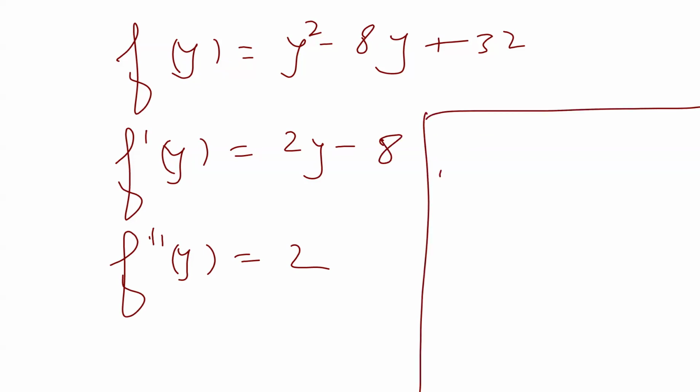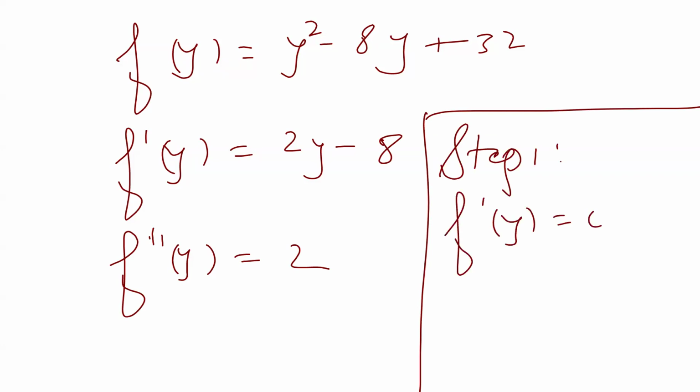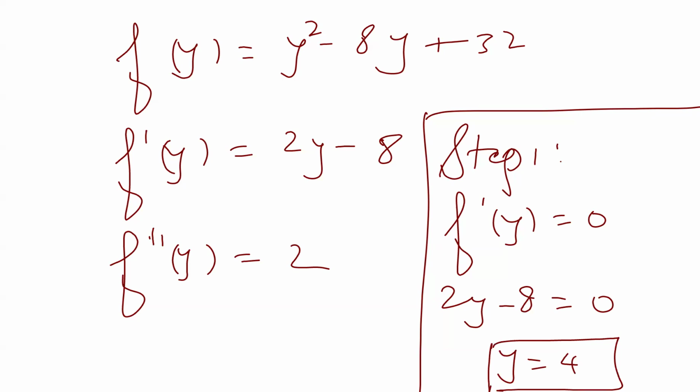Step 1, f dash y equal to 0. Okay, so the value of y is 4. Now where do we put this value, y equal to 4? You have to put this particular value in f double dash y.